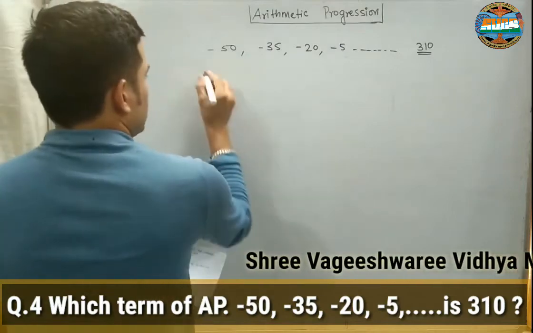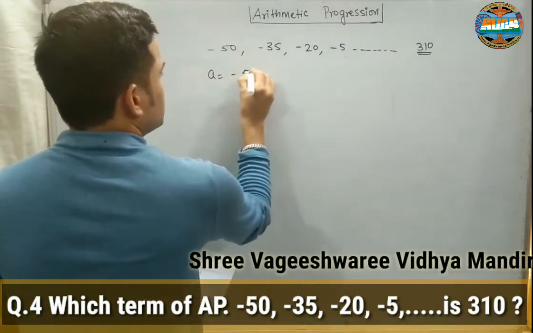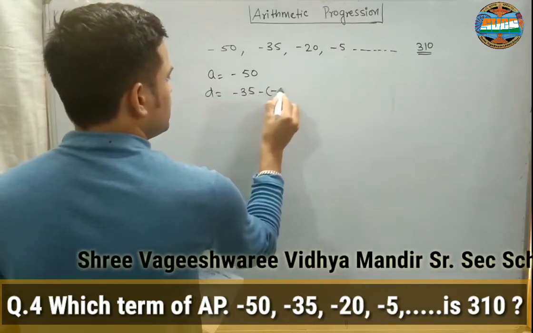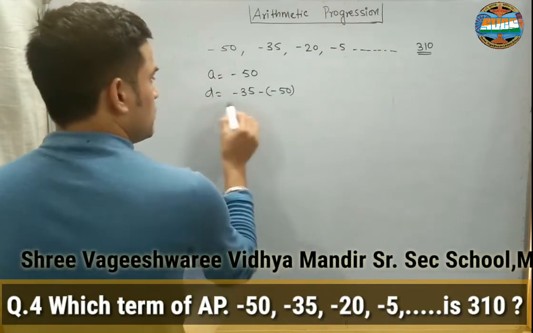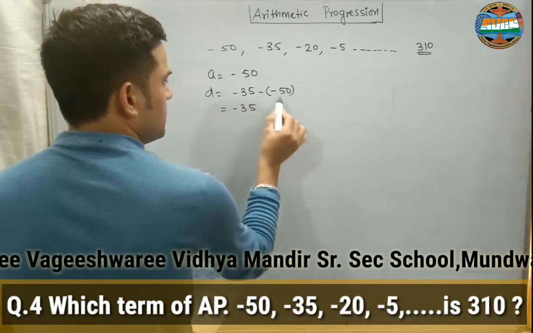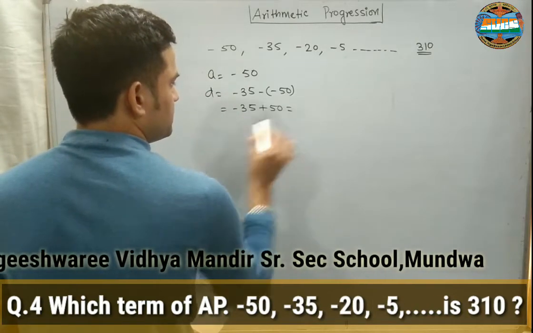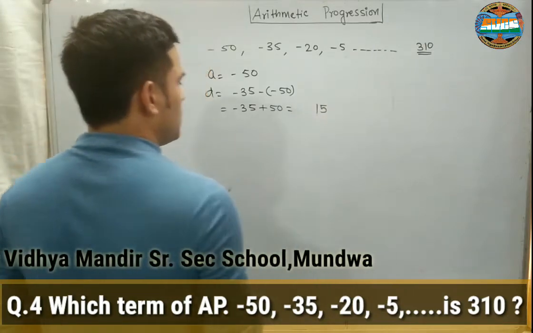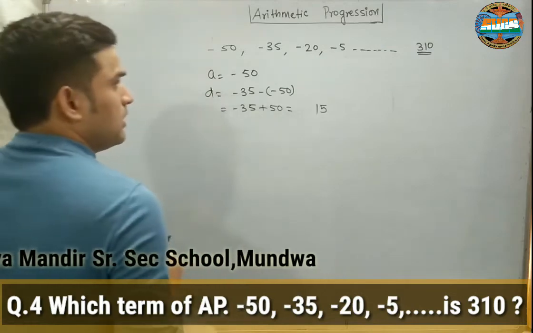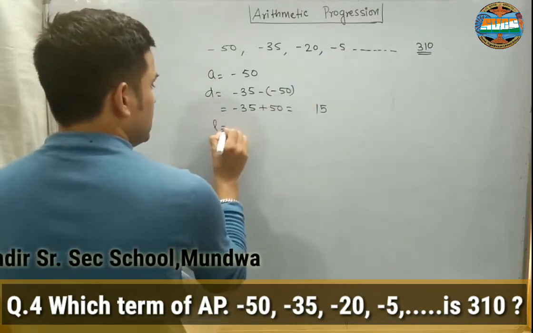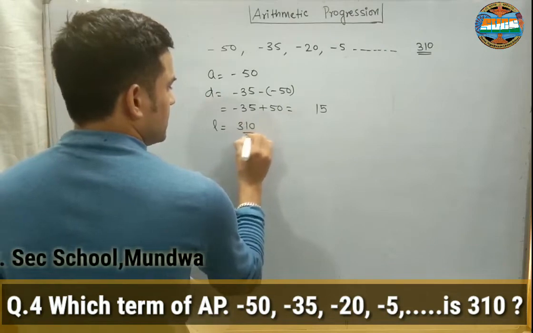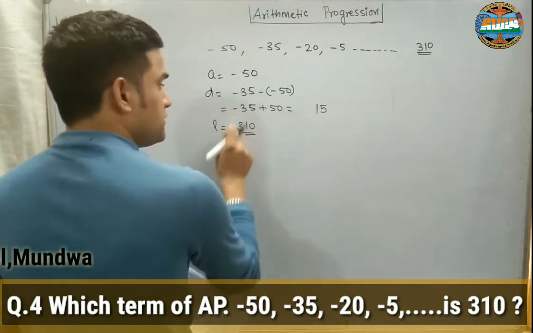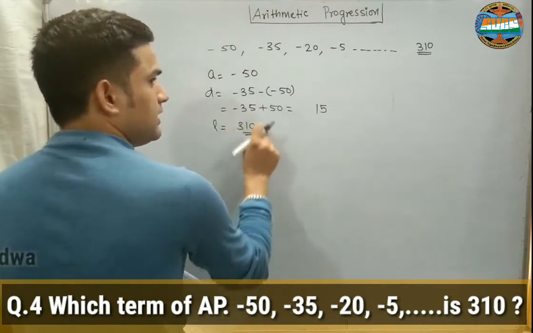According to the question, A is minus 50 and D is minus 35 minus (minus 50), so minus 35 plus 50, which gives 15. The common difference is 15. The last term of the AP is given, L is 310, and we are finding which position it holds.